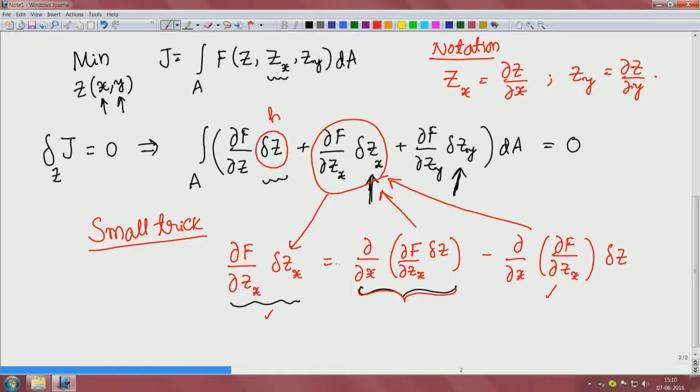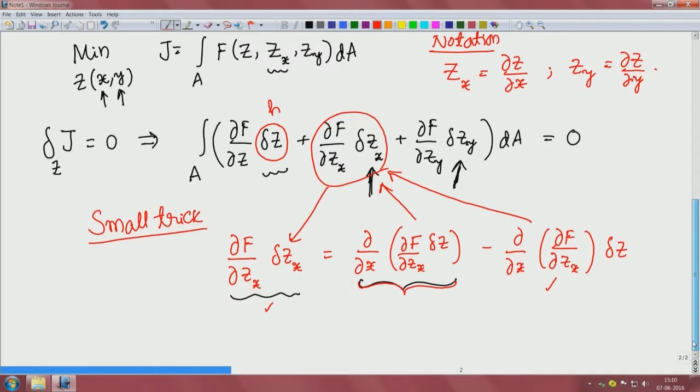We throw this away, and instead of that, what is equal, these two things we substitute. The reason we are doing this is that whatever delta z sub x we had, now that has been taken out. So, we are taking dou by dou x of this, then that gives us this, all right. That is our aim. It is like replacing delta z sub x with something that involves only delta z.